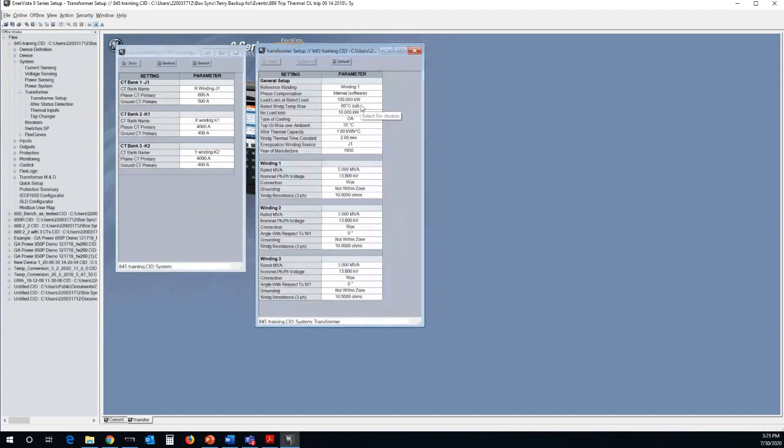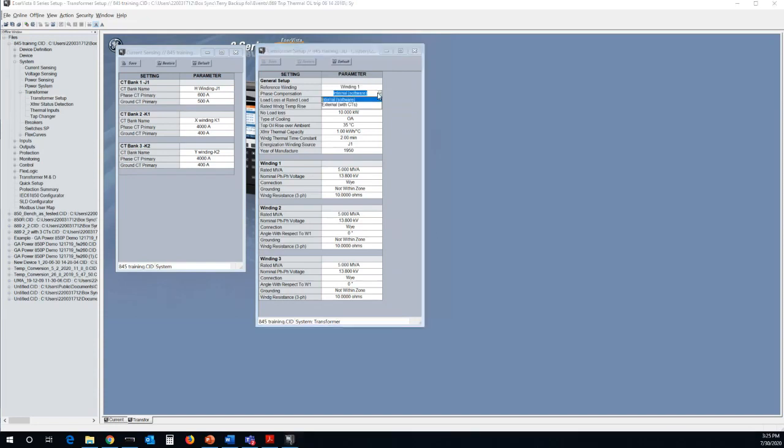Okay. So it's going to ask me what my reference winding is. When it's asking me what my reference winding is, it's saying, what do you want all of your settings referenced to? I could choose any of my windings to be my reference winding. The default is always winding 1. I'm going to leave that at the default.